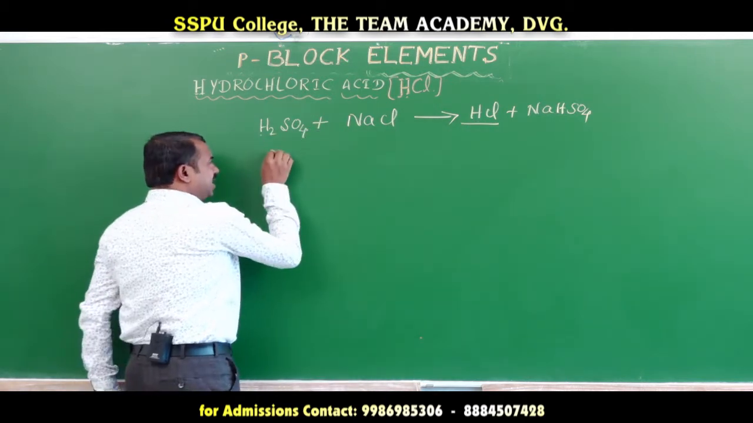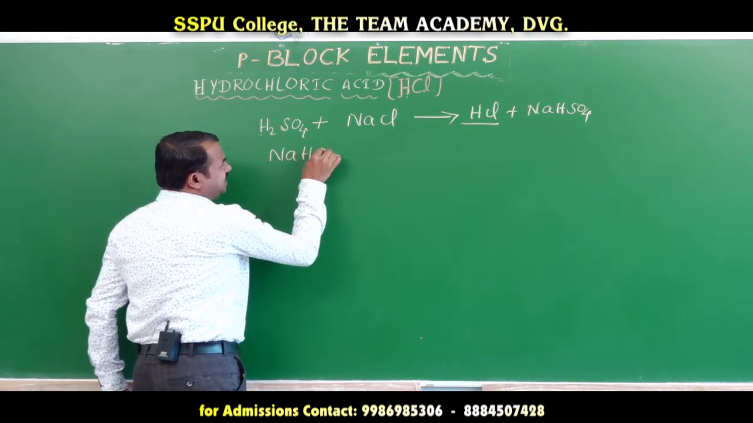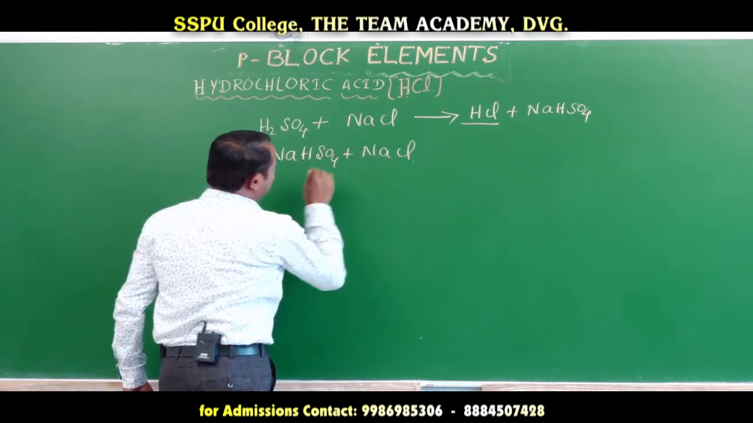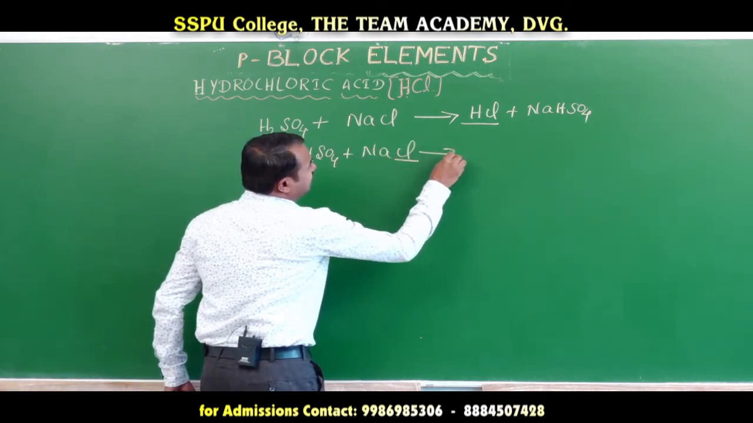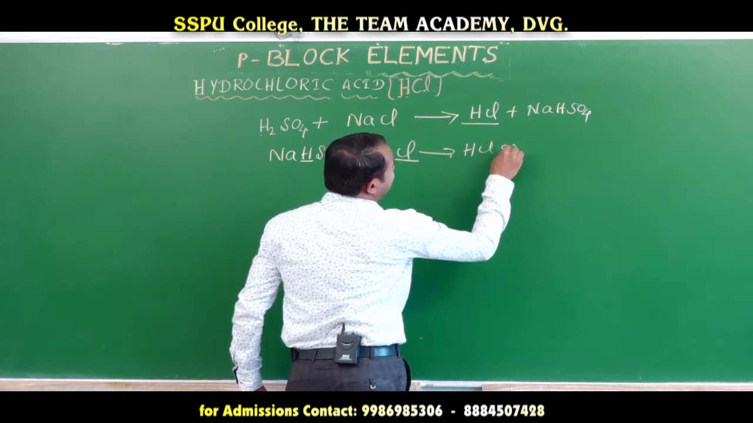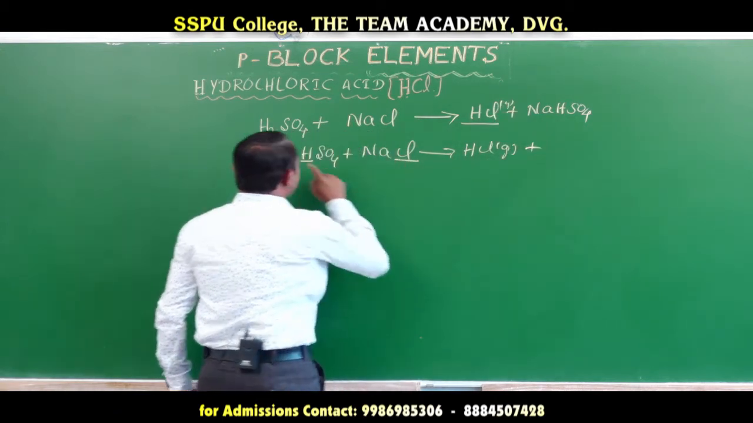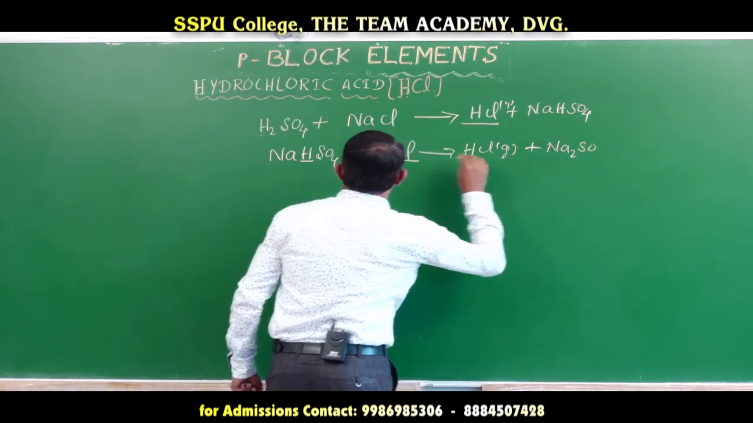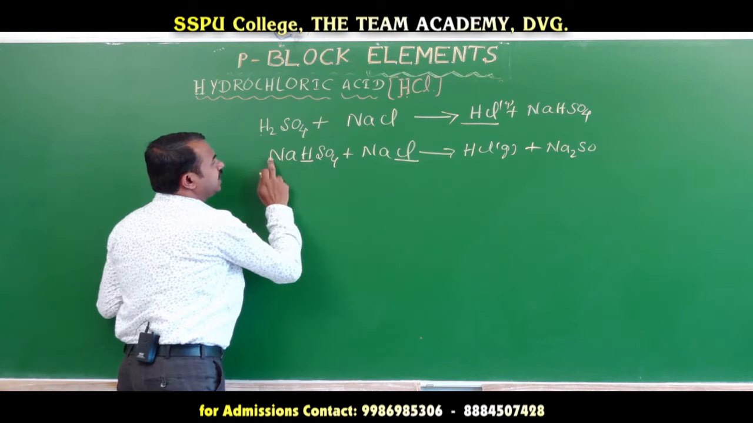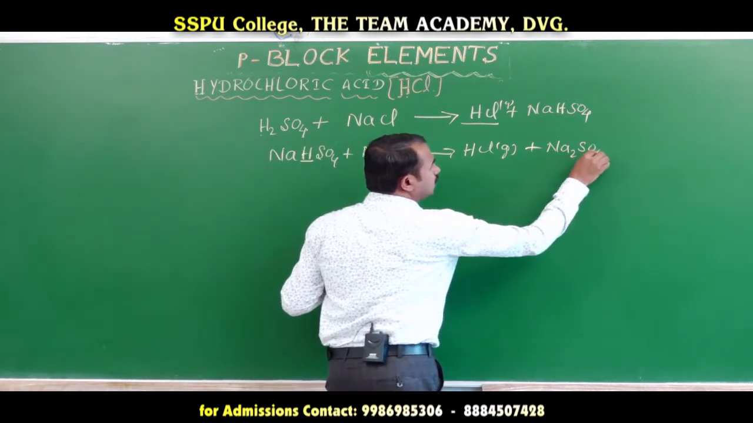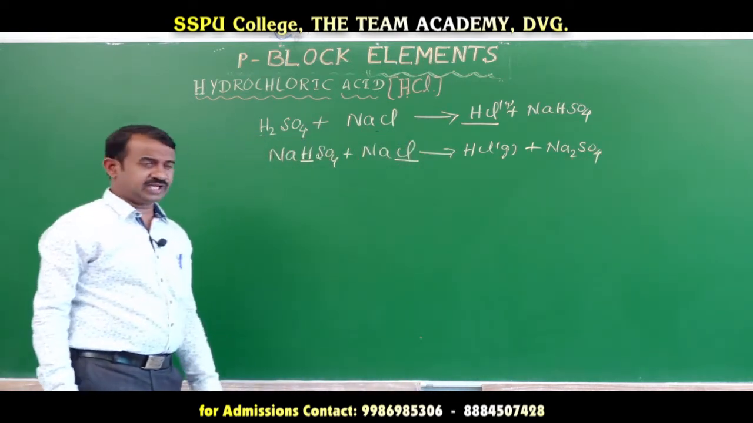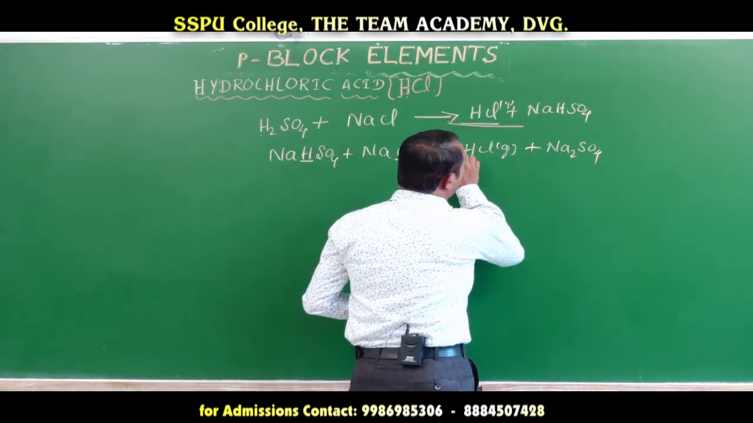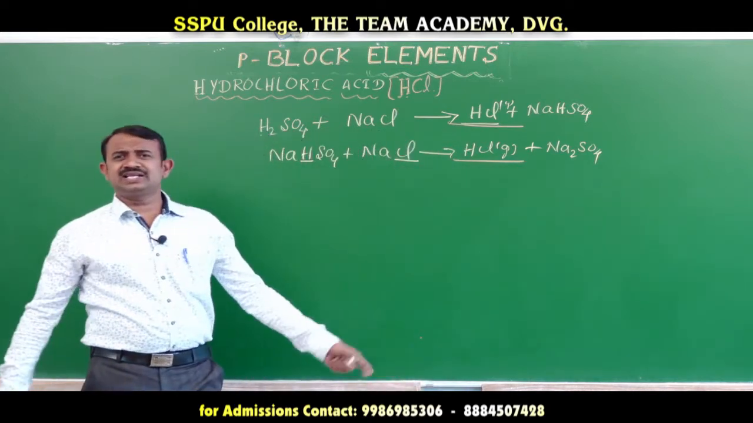Again, the sodium bisulfate, NaHSO4, reacts with one more molecule of sodium chloride, and HCl gas is released again, plus Na2SO4, sodium sulfate. Okay, this is a simple method for preparation of hydrochloric acid in the laboratory.